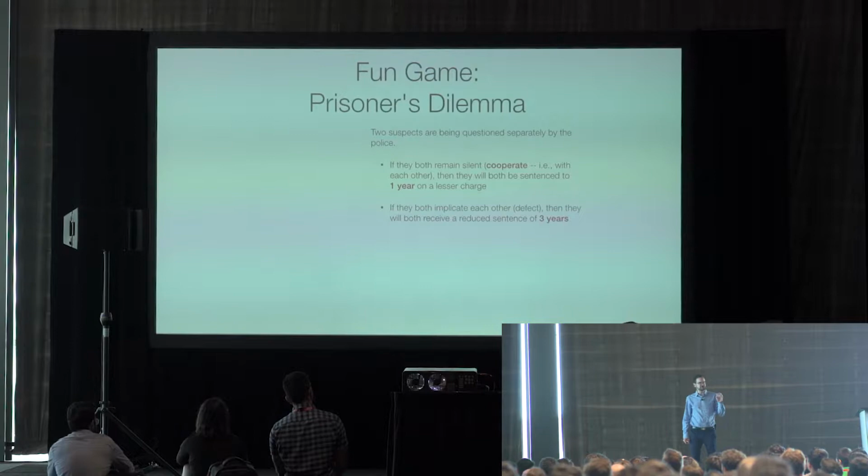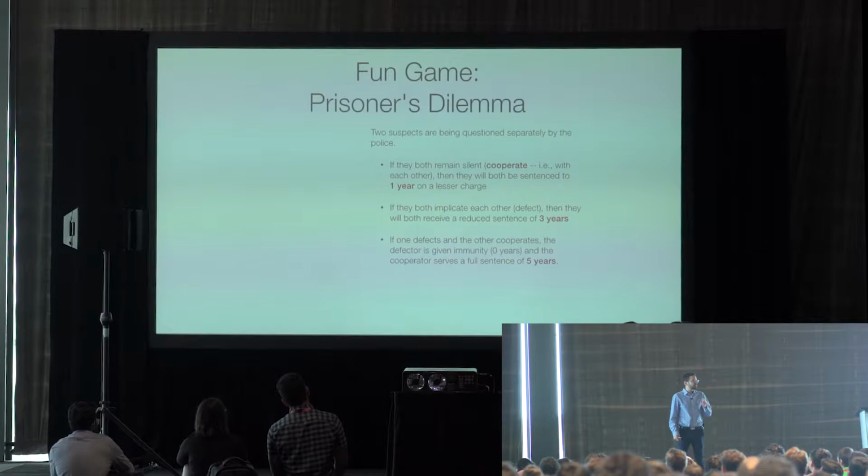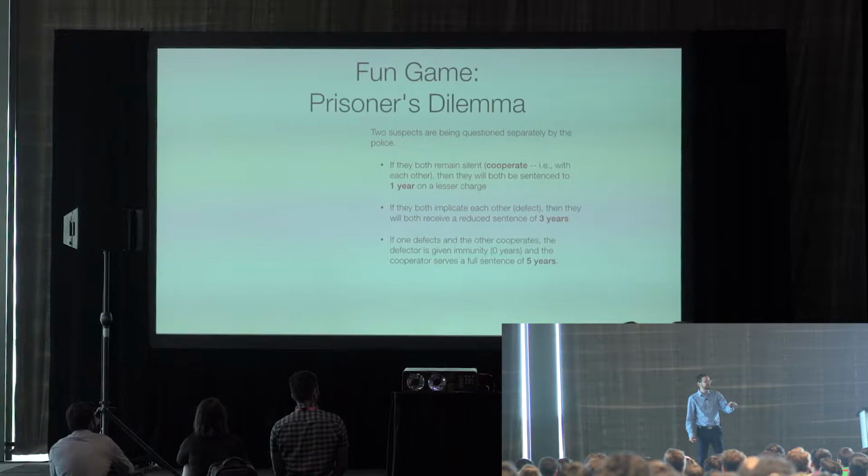Okay? So you're going to get a reduced sentence of 3 years. So, well, you're guilty, so I'm going to convict you, but on the other hand, you ratted out your partner, so I'll give you a smaller sentence than what you would normally get. What's the sentence you would normally get? You would normally get 5 years. So if one of them rats out the other, one of them defects and the other one cooperates, the one who defected goes free. They get 0 years in prison. The one who cooperated, the cops hate that person. They're going to throw them in jail for the maximum, which is 5 years.